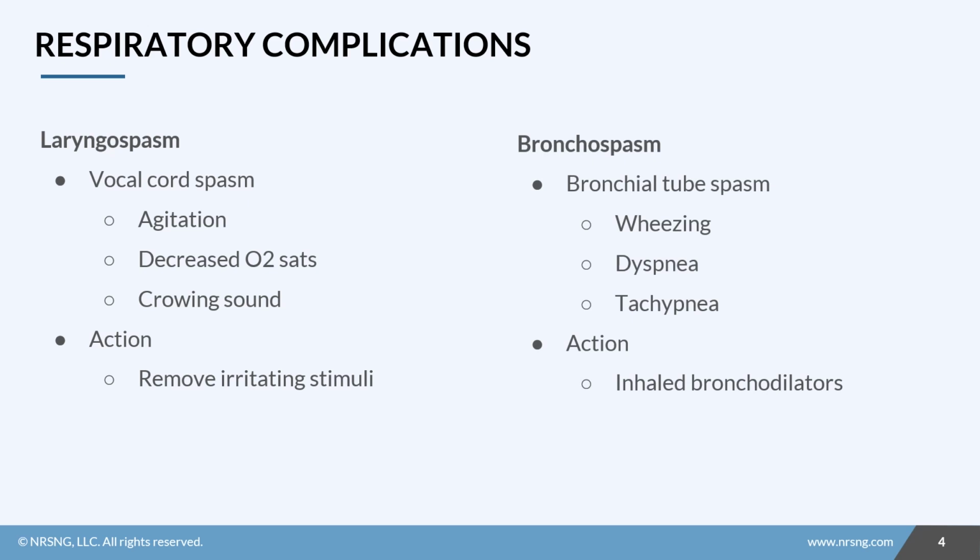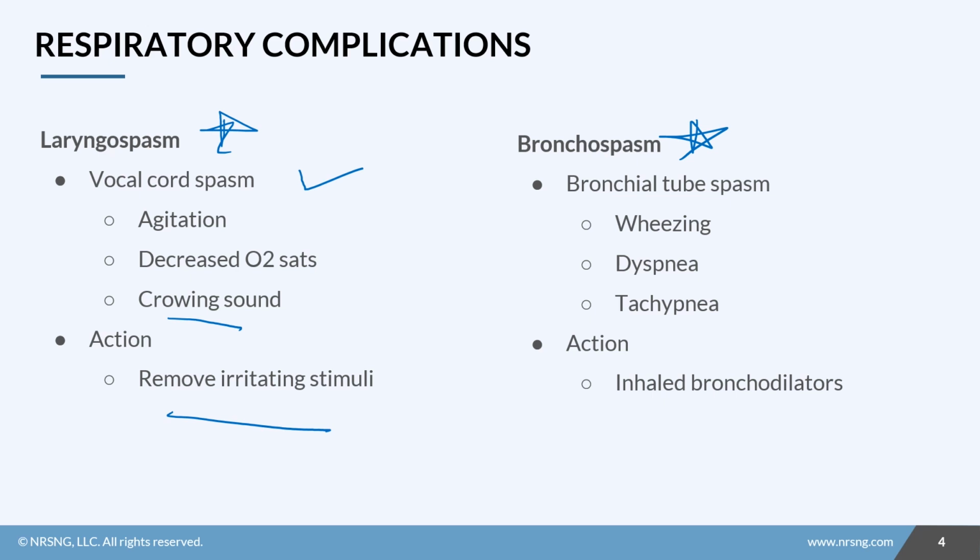So, a few more respiratory complications that are common that we must consider are laryngospasms and bronchospasms. As you can see here, a laryngospasm occurs when there is something irritating the vocal cords. Patients can present as being very agitated, with a decreased O2 sat. They can make a crowing sound if there is a complete obstruction. The first step is going to be removing that irritating stimuli. So if there are secretions, the patient may need to be suctioned.